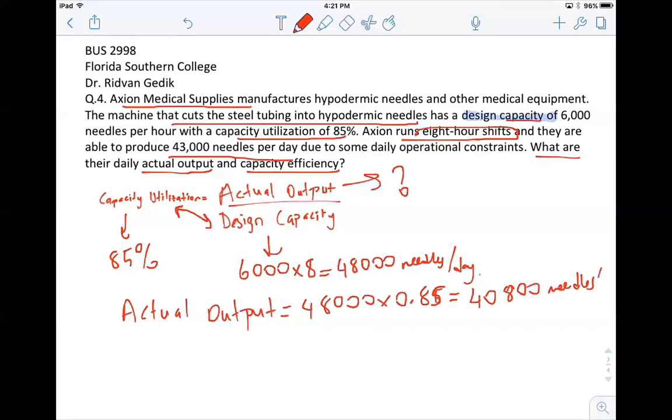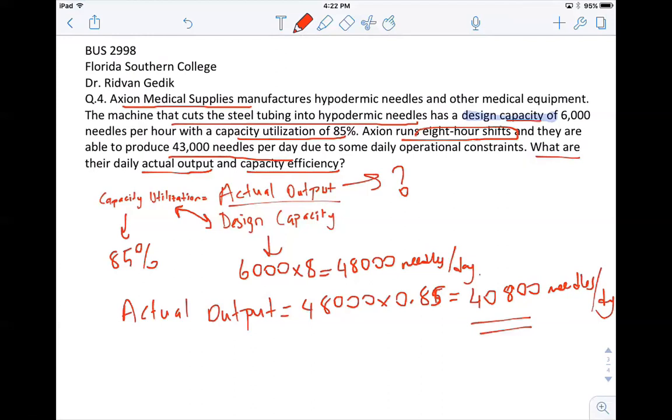needles per day. This makes sense because by design, without doing any production, they know that the capacity of the machine should be 48,000 needles per day. Of course, there are certain things happening that prevent them from using their design capacity to the full. Therefore, the actual output turns out to be only 40,800 needles per day. So we answered the first part of the question.